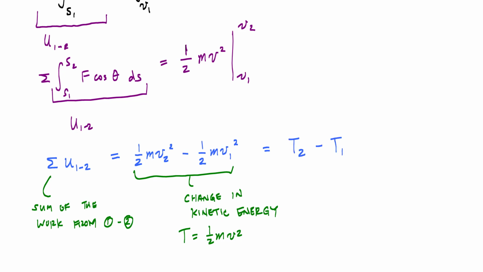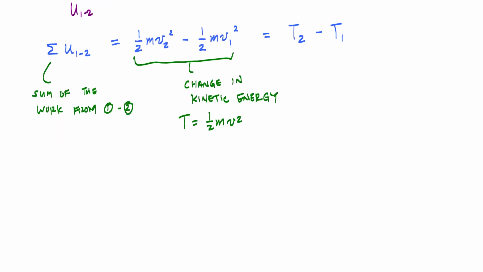And then one other way to look at this, which really is just rearranging and doing some basic algebra, is the kinetic energy at 1 plus the sum of all the work from 1 to 2 is equal to the kinetic energy at 2, like this.